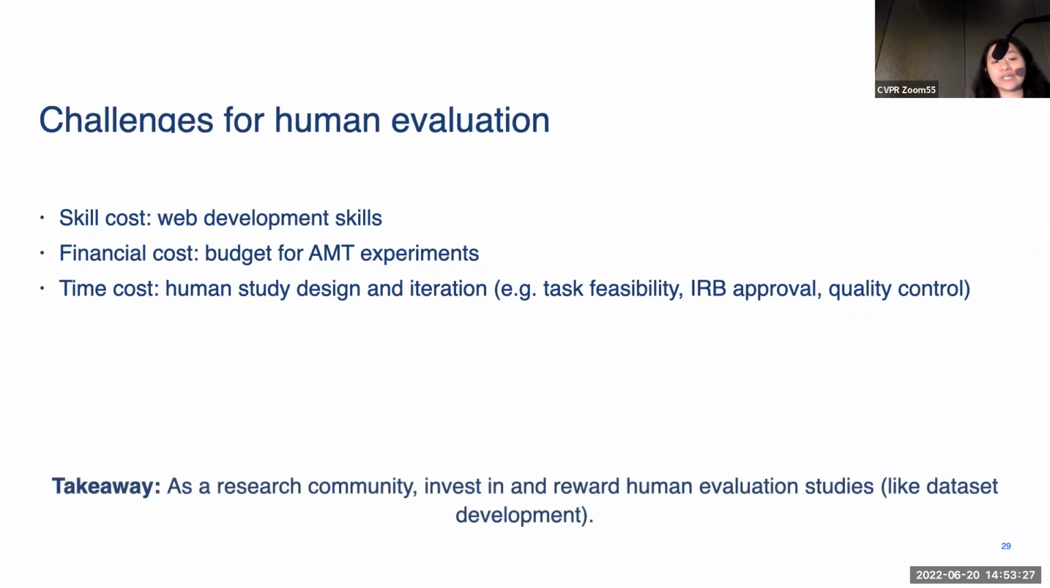So a main key takeaway is that as a research community, we need to be investing in and rewarding human evaluation studies, just like we do for dataset development, which has been crucial for progress in our field. And similar to how we budget for GPUs and cloud compute, we need to be budgeting for human evaluation in these different ways.